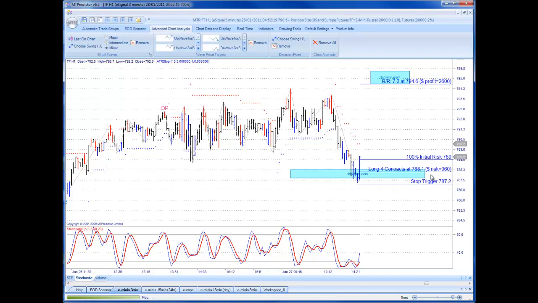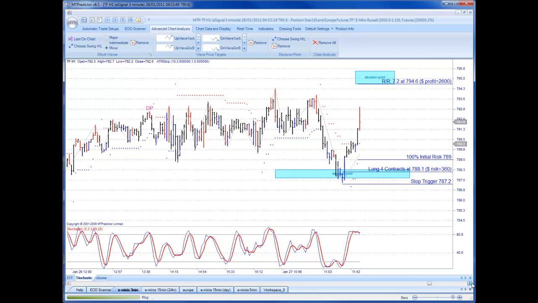This is for a 2% initial risk on a $20,000 account, but you obviously change the percent risk to suit your own trading needs and adjust for whatever account size you've got. The point being that the initial risk here is $360, and if we get up to this level here, the profit would be $2,600, or 7 times that initial risk.